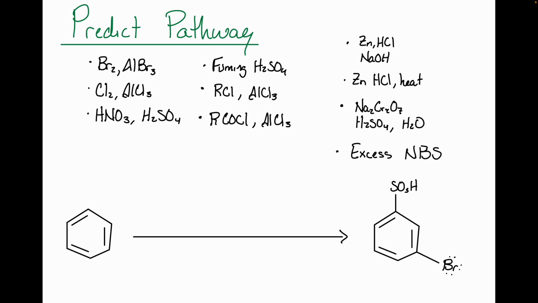All right, so the first thing we need to do is identify what reactions we're going to need to use here. To put this bromine on the ring, I'm going to use my bromination reaction. Let's actually go A.